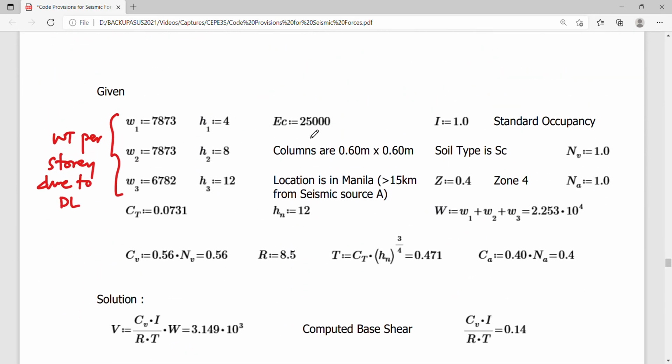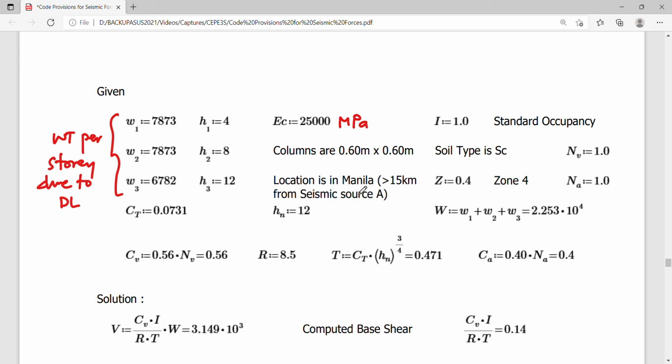Okay, for the modulus of elasticity of concrete, this is in megapascal. And of course the occupancy must be determined by the engineer. So here in the problem, it is actually standard occupancy where I is equivalent to 1.0. And the columns are fixed to have a dimension of 0.60 by 0.60 meters. The soil type is SC.